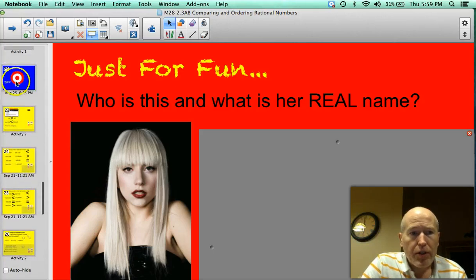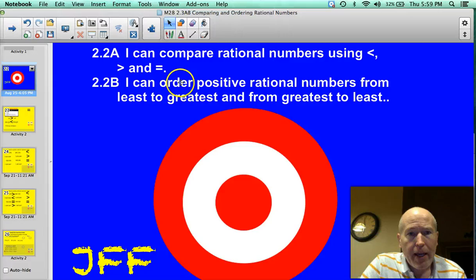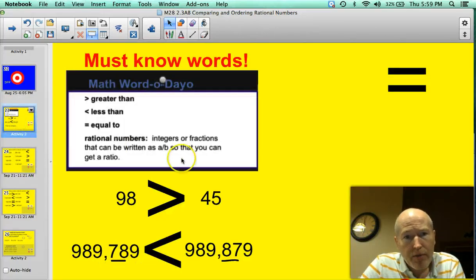Tonight, our target officially is 2.1a, I can compare rational numbers, and 2.2b, I can order positive rational numbers. All right, let's jump right into the vocabulary.